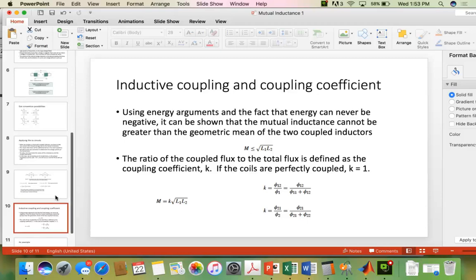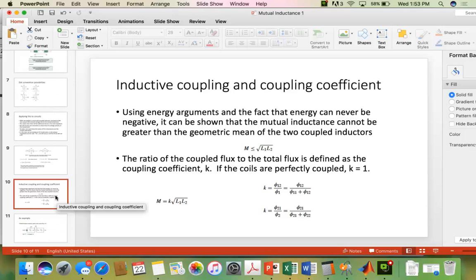All right, so that concludes the part of kind of catching you up on the theory of inductive coupling and the coupling coefficient. And then I want to do one quick video illustrating one example.